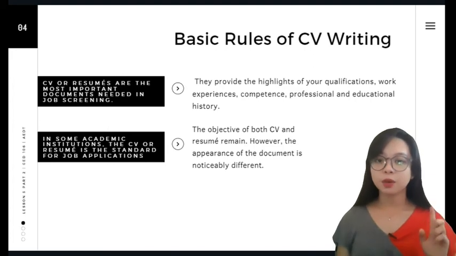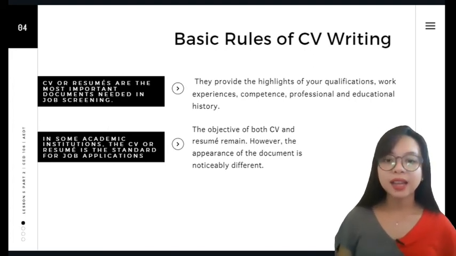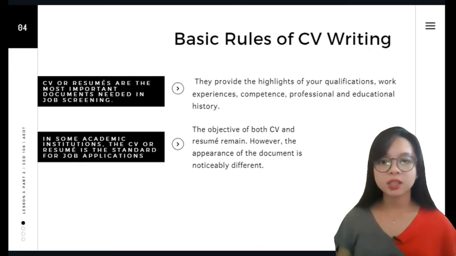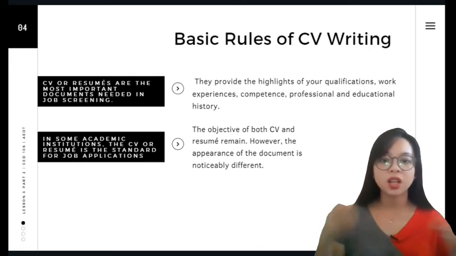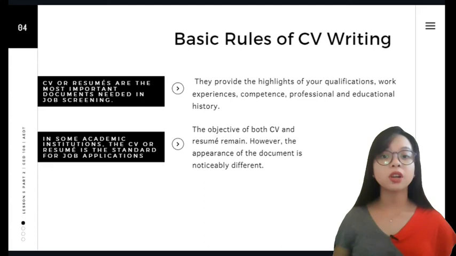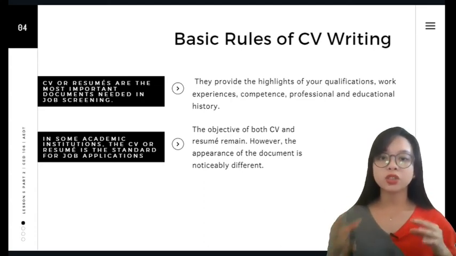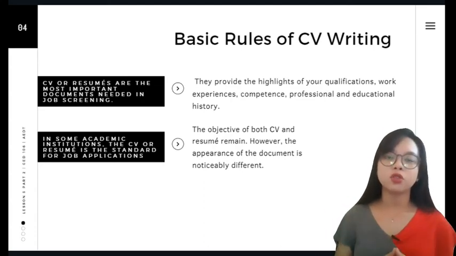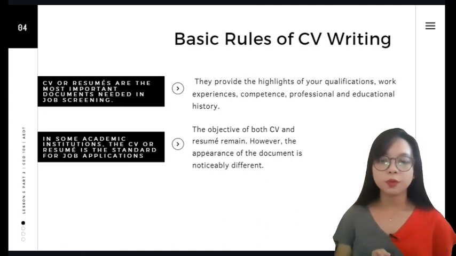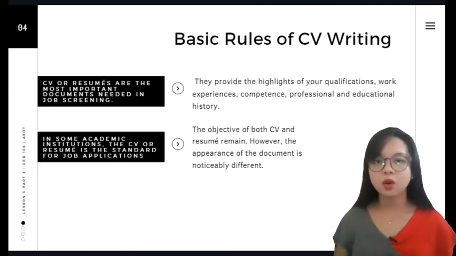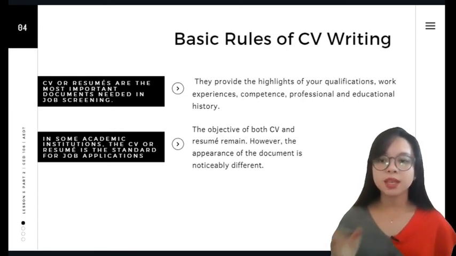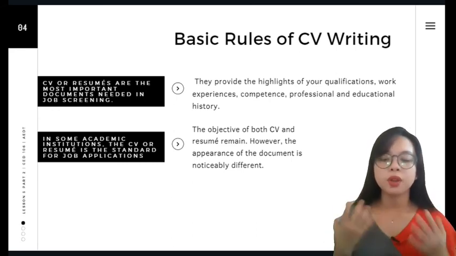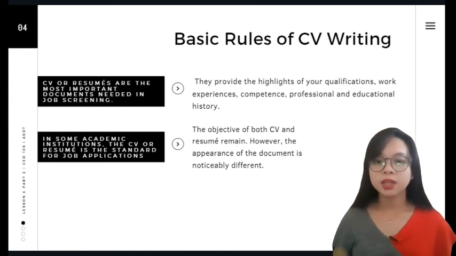Why? Because they provide the highlights of your qualifications, your work experiences, your competence, your professional and educational history. And since you are requesting an interview, questions which cannot be asked during a timed interview can be found on your CV or your resume. So in some academic institutions, the CV or the resume is the standard for job applications. Of course, the objective of both remains. However, the appearance of the documents is noticeably different.